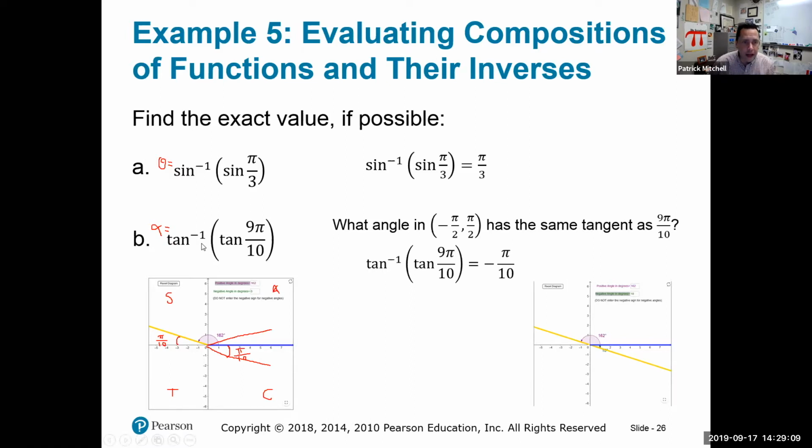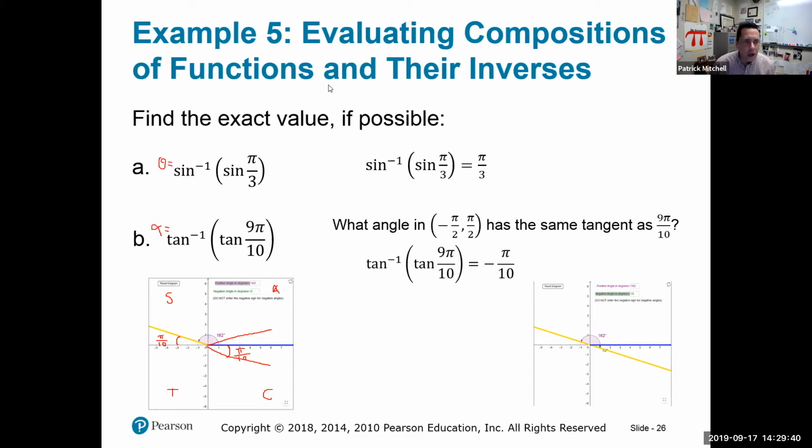So yeah, that kind of problem's a little bit tricky. You just have to be careful that you're putting your angle in the correct interval. So remember, for sine and tangent, it's going to be between negative pi over 2 and pi over 2. For cosine, it's going to be between 0 and pi. So actually, if this problem had said the inverse cosine of the cosine of 9 pi over 10, 9 pi over 10 would have worked as an answer for that.